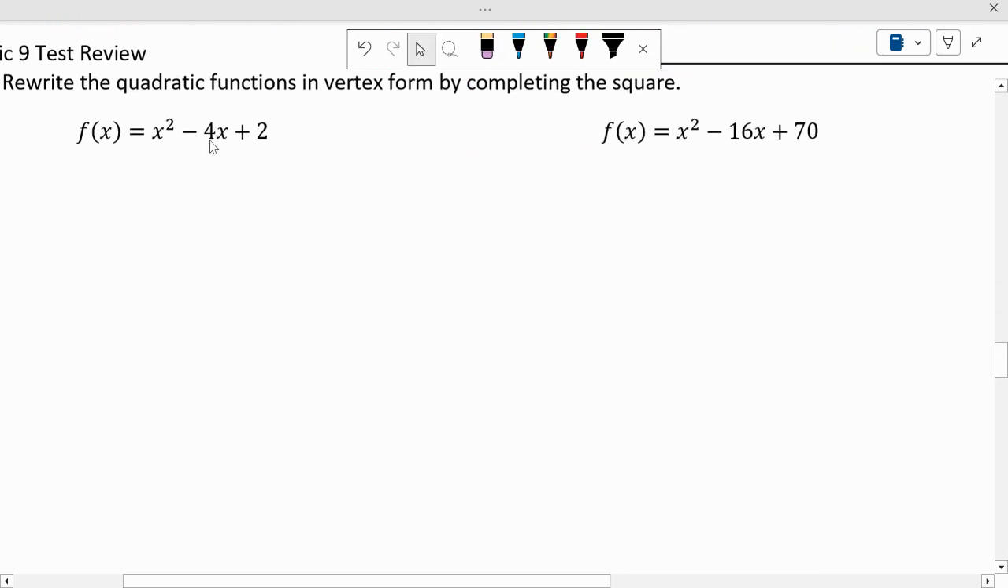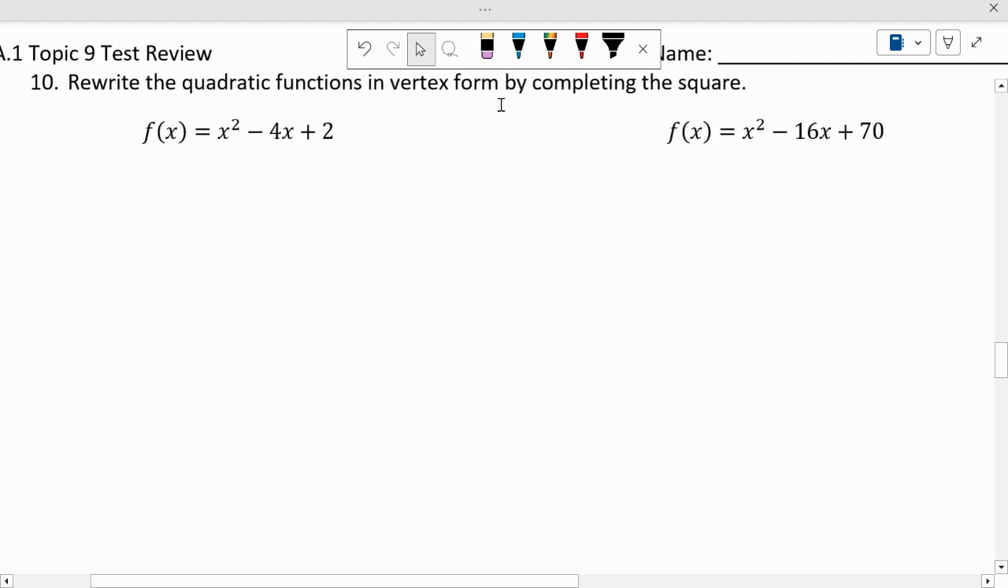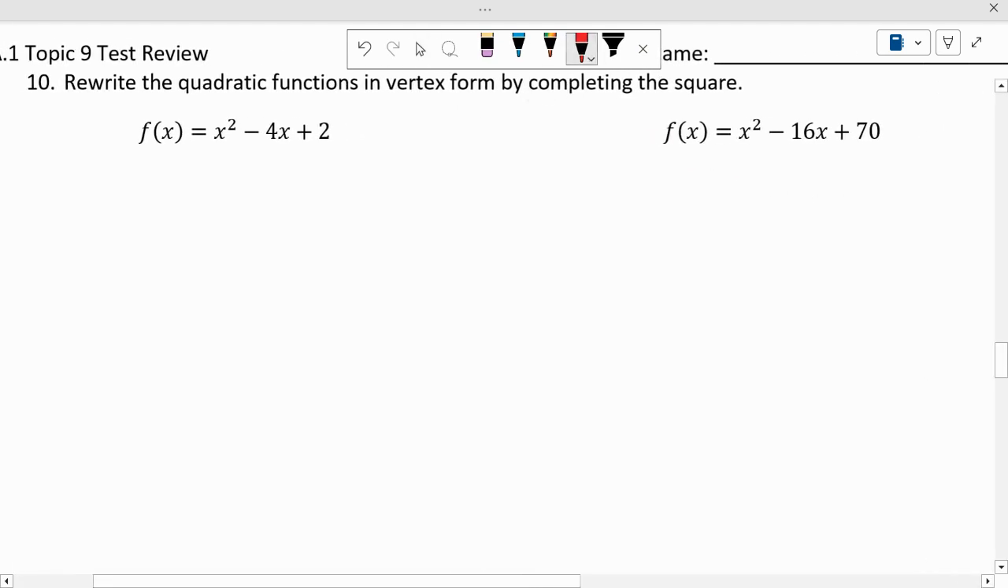Scrolling down, rewrite the quadratic functions in vertex form by completing the square. There were a lot of students that were thrown off by this because of these words. Completing the square. That's what the method is called for changing it from standard form to vertex form. So don't let the completing the square confuse you in any way.